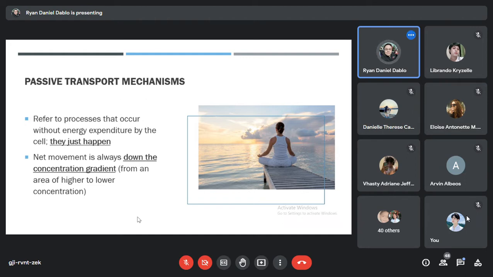They happen naturally. The only caveat or limitation of passive transport mechanisms is that the movement is always unidirectional. They only move down the concentration gradient, and what we mean by that is from an area of higher to lower concentration. You see this because molecules have innate kinetic energy. They try to move around, particularly if they're in fluid form, liquid or gas, right? The molecules move randomly, so there is a greater chance that they will move from an area where there's more of them to an area where there's less of them. That is just the way things work naturally.